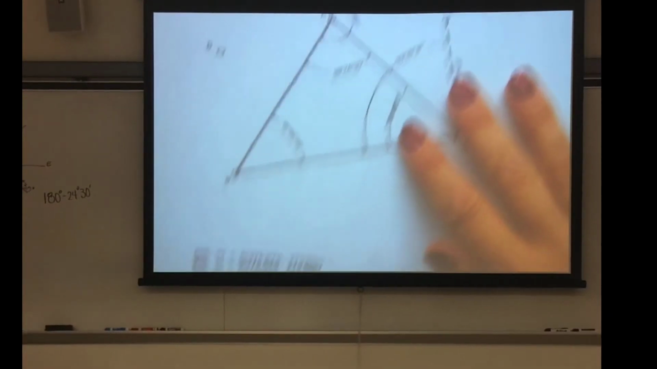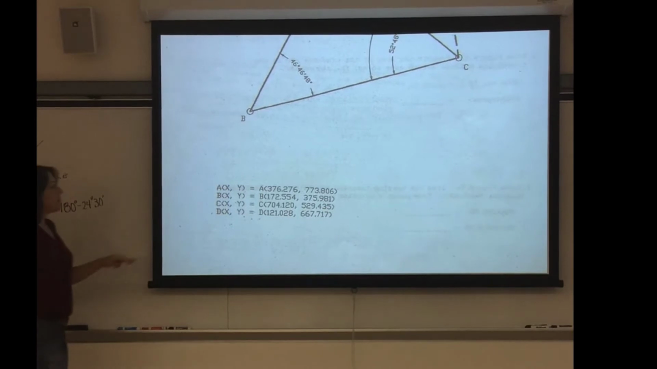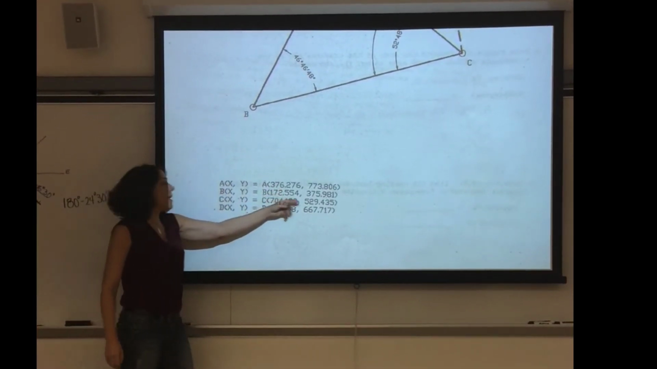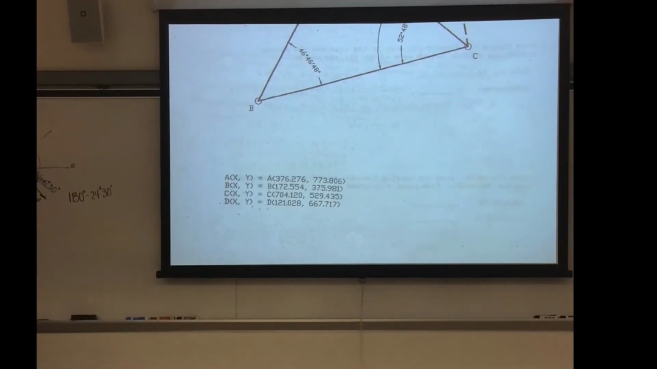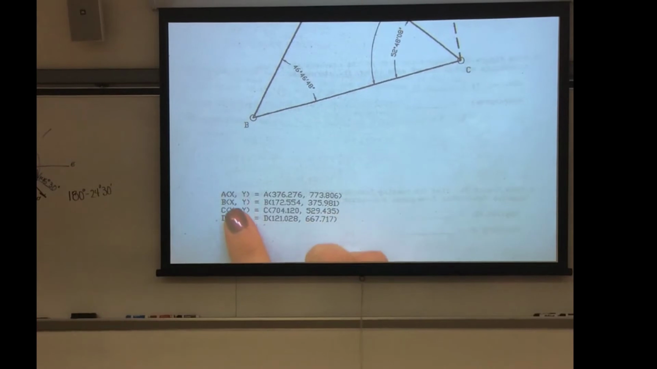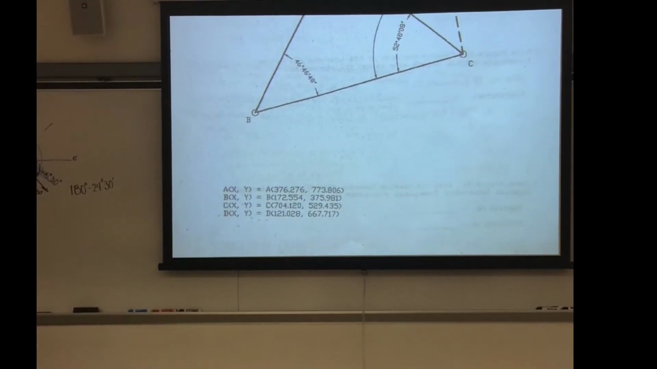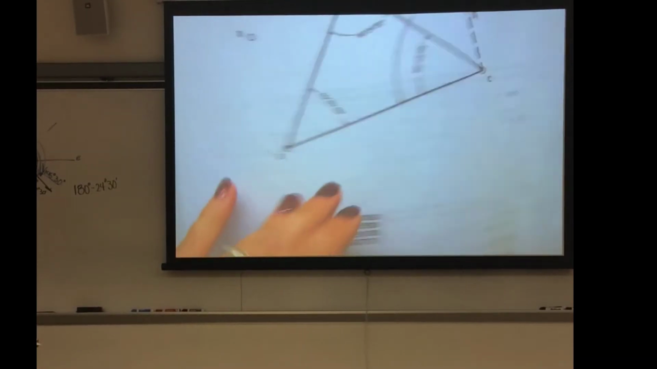The other part that you have is you actually have X and Y coordinates. Notice X is first, which is going to be your easting, and Y is second, which is your northing. Okay? And you have points for A, B, C, and D. But only A, B, and C are going to be used for your area calculations. So let's get started on the first question.